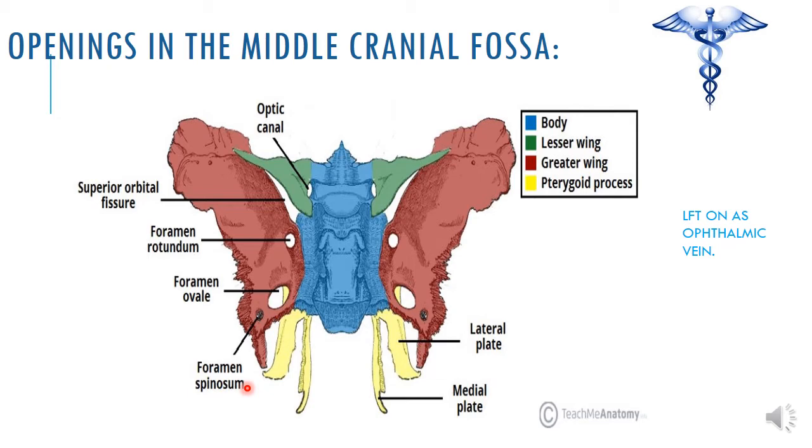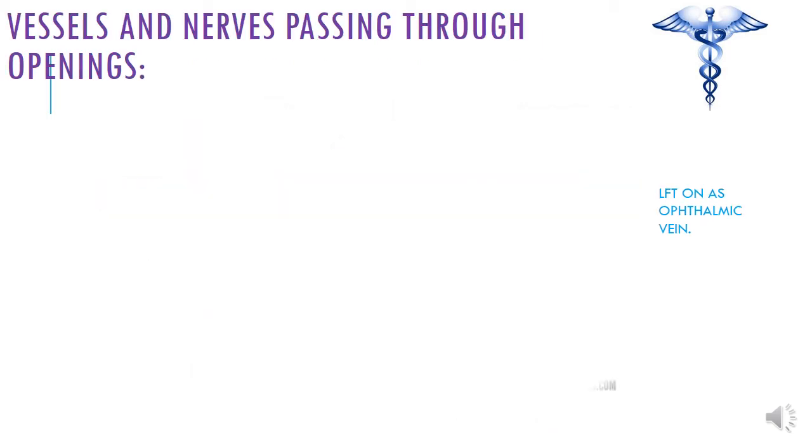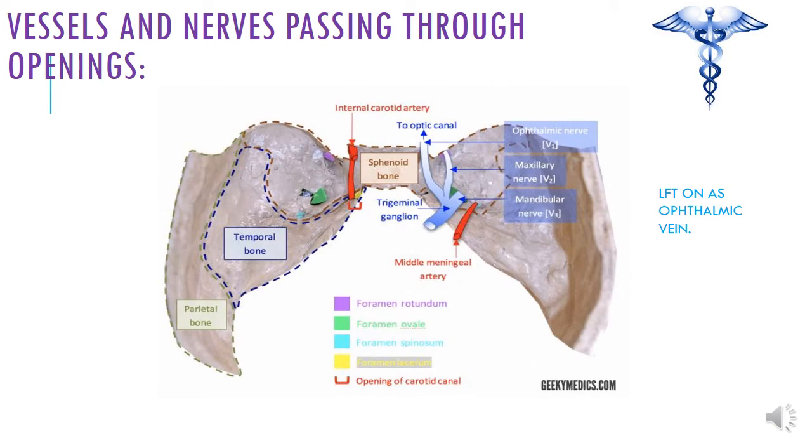One another most important point about foramen rotundum, foramen ovale, and foramen spinosum is that all of these openings perforate the greater wing of sphenoid, as you can see here. Okay, so this was all about the openings and the vessels that pass through these openings.